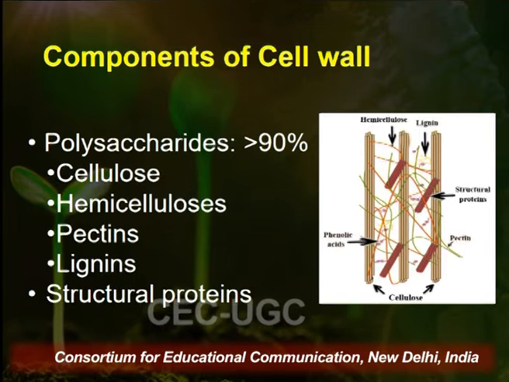So, coming to the first polysaccharide, that is cellulose. As we discussed, polysaccharides constitute more than 90% of the total cell wall composition, and amongst the polysaccharides, cellulose is the major polysaccharide that helps in the formation of the cell walls. And since it is a major component, it is considered the hallmark of vascular terrestrial plants.